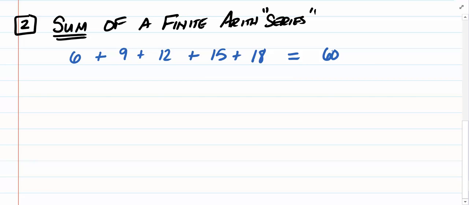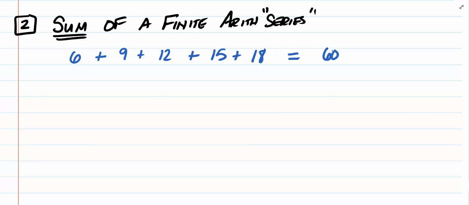So I want you to think about this. 6 is the first term, right? And then we are adding the difference a bunch of different times. In fact, we're doing it 5 times. So 9 is just the first term plus a difference, right? 12 is just the first term plus 2 differences. Do you guys agree with that part? Yes? Rich says yes.